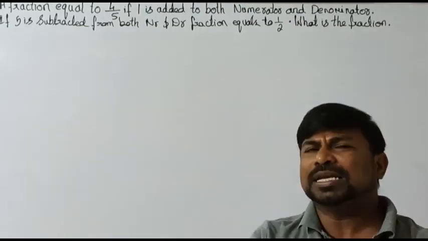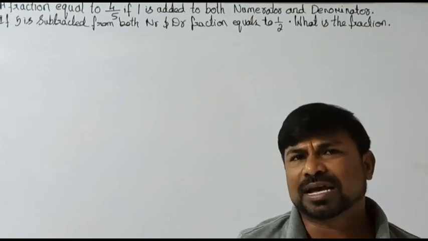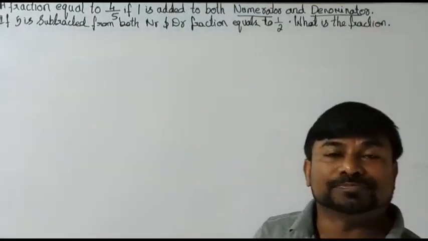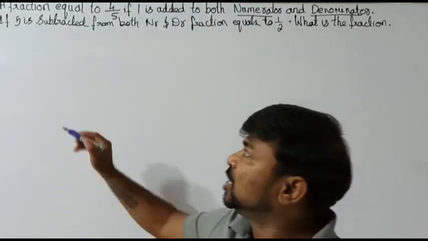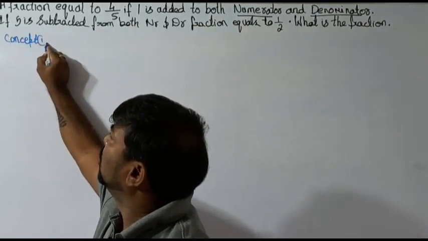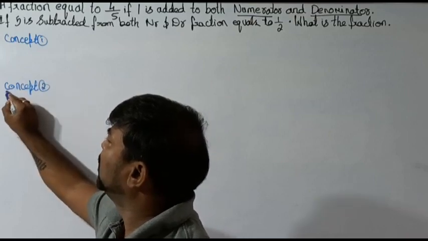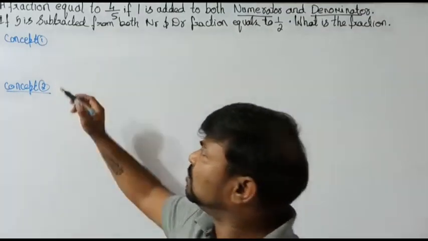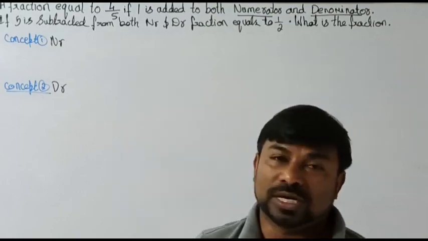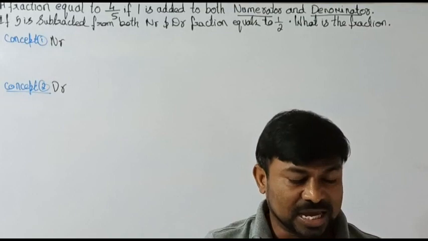So as I have been dealing with the sums in terms of concepts, what are the two concepts he is discussing in this sum? The two concepts are, as usual, the numerator and the denominator. So the first concept is nothing but the numerator and the second concept is nothing but the denominator. Those are the two. Why? Because a fraction is nothing but numerator and denominator. Then only we can call it a fraction.